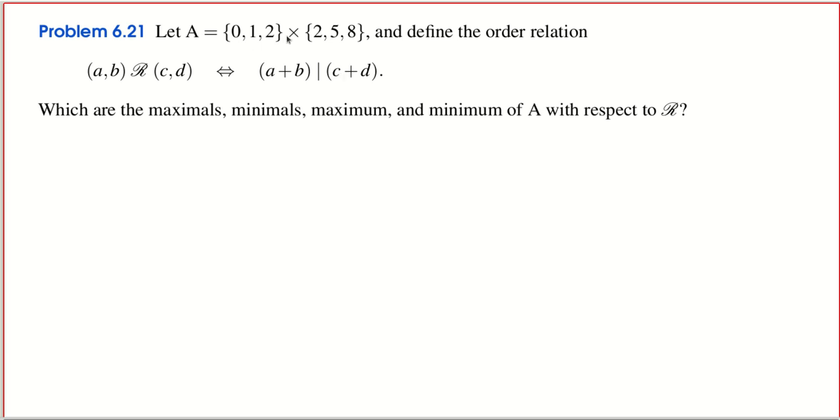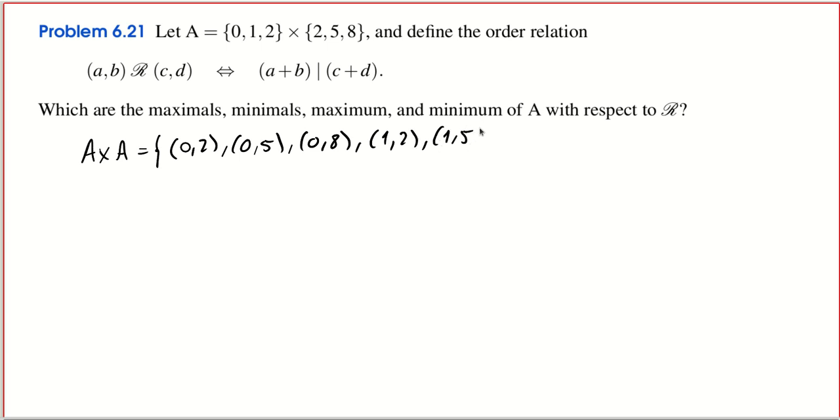First of all, we're going to list all the pairs, because 3 by 3 is 9, so there are 9 elements in A by A. And perhaps it's a good idea to list them all. So with 0, we have 0, 2, we have 0, 5, 0, 8. Then we also have 1, 2, 1, 5, 1, 8, then we also have 2, 2, 2, 5, and 2, 8. These are all the pairs that you have here.